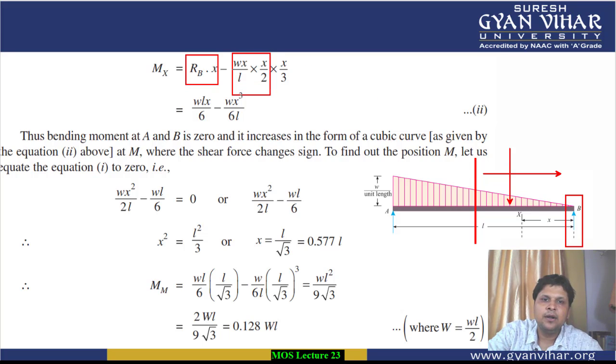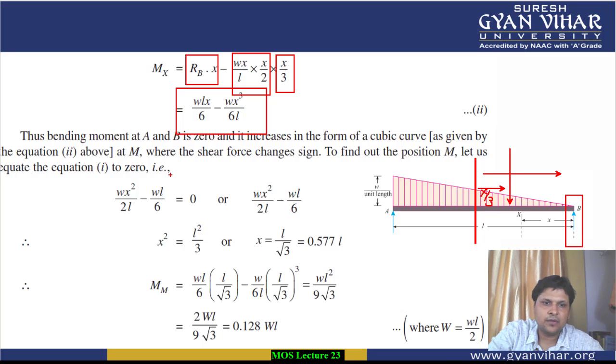This is the load, Wx by L into L by 2. Here in place of L it is X, the distance is X, so Wx by L into X by 2 we will write. And finally, it will be at a distance of X by 3. So W into X by L into X by 2 into X by 3. In this way you have calculated the equation for moment also.